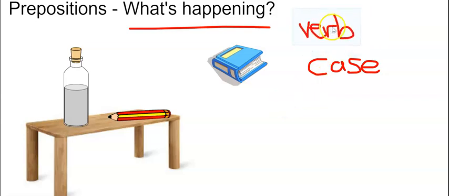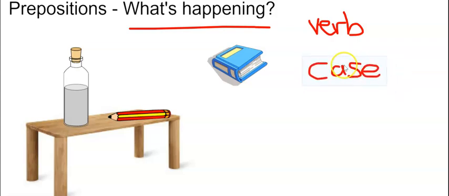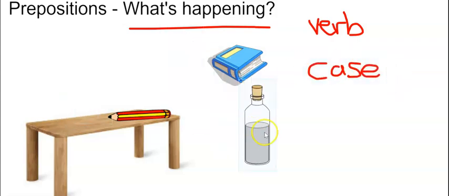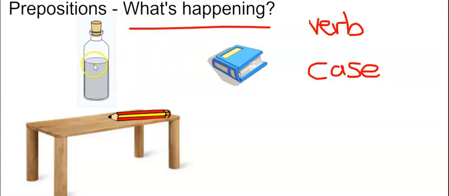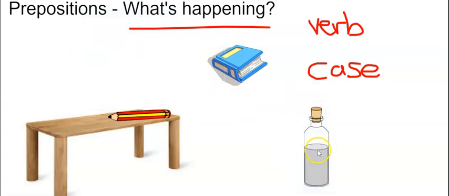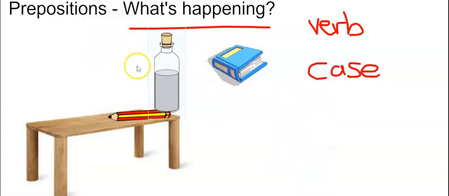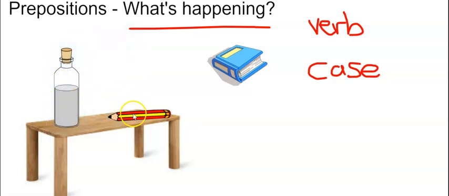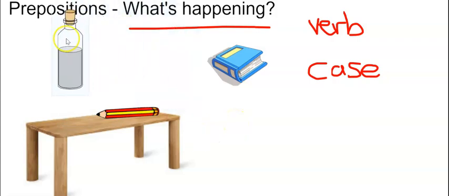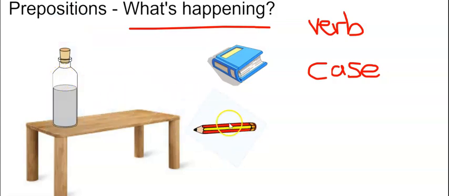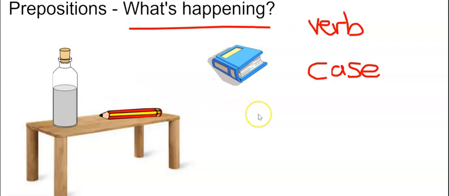So, did you notice the verbs that changed? Did you notice the cases? Ja? Stellen, stehen. Legen, liegen. Auf den Tisch, auf dem Tisch.